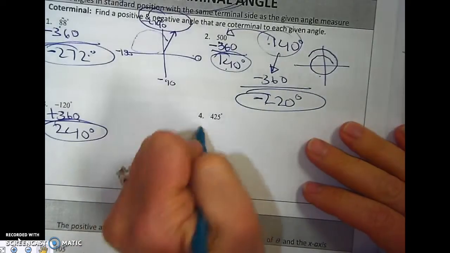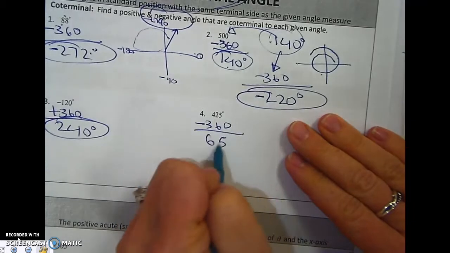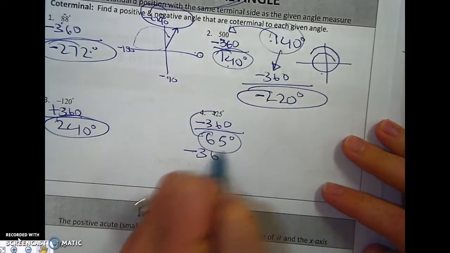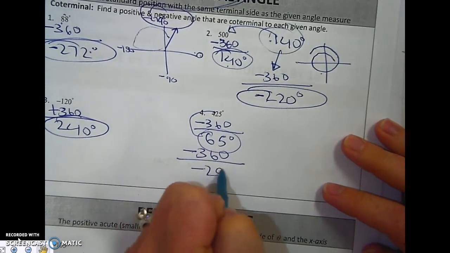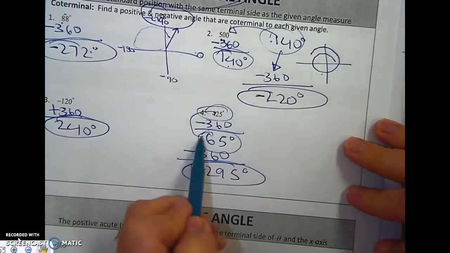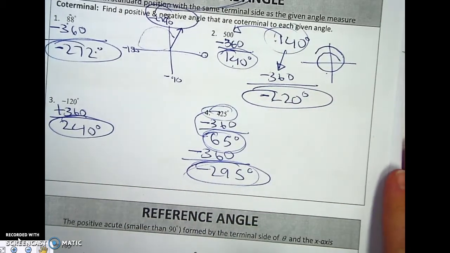Next one, same issue. Subtract 360. When I subtract 360, I get 65 degrees. This is equivalent to that. The coterminal means you subtract 360, which is negative 295 degrees. Whether you graph this or this or this, they will be the exact same thing in standard position.